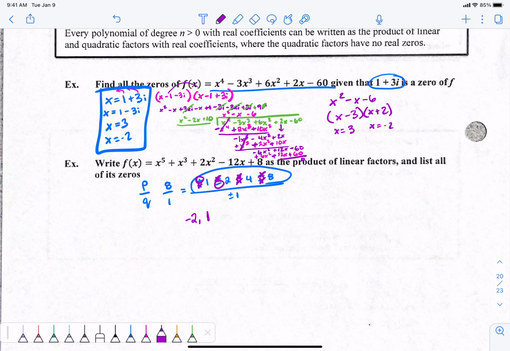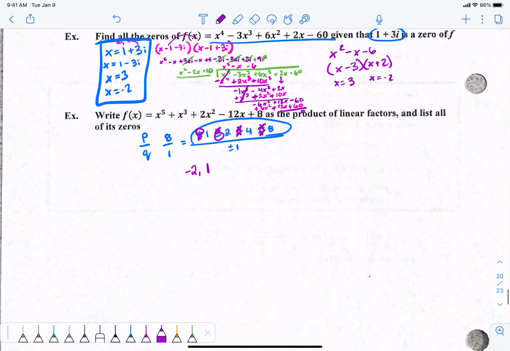I think we're good. Let's do some synthetic. We can at least do synthetic on this. Okay, we need to put a 0 in for the x to the 4th, though. So we have 1, 0, 1, 2, negative 12, 8.